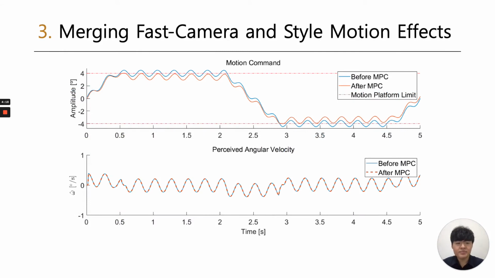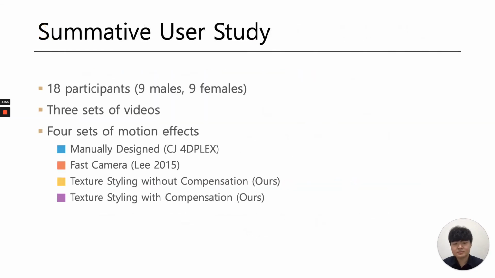In the third step, the style motion effect is merged with the fast camera motion effect by model predictive control. As you can see in the upper plot, simple addition of style motion and fast camera motion can exceed the limits of the motion platform. MPC can combine 2 motion effects such that the merged motion fits into the motion platform's workspace. We also integrate the vestibular perception models into MPC so that it preserves the perceived angular velocity and the perceived linear acceleration.